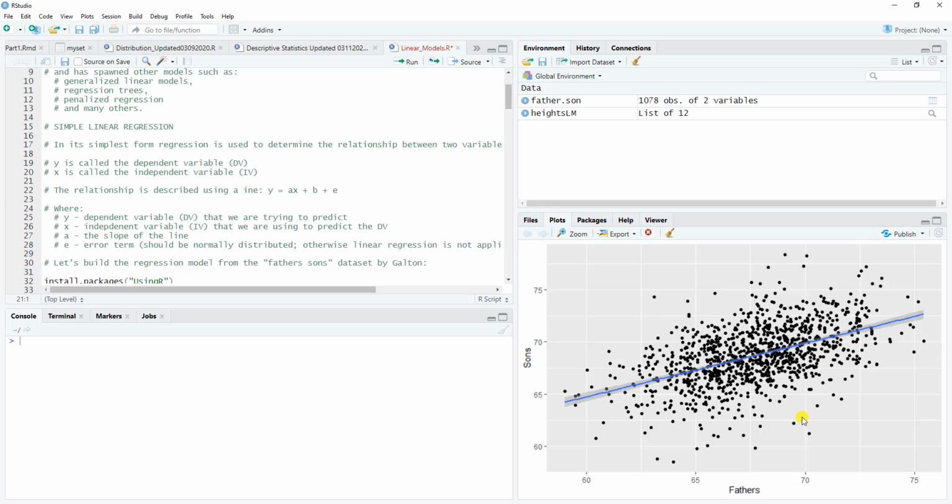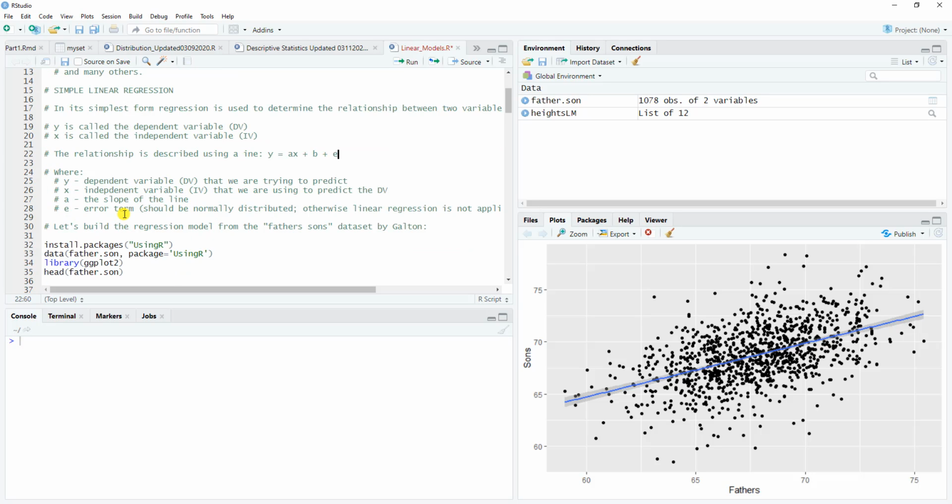In other words, what Galton discovered is that very tall fathers tend to have, on average, sons that are average, and very short fathers tend to have sons that are not very short but also average. So most points are clustered around the average value, right? So that's why we have E added, because this line is never a perfect representation of the relationship between X and Y, okay?